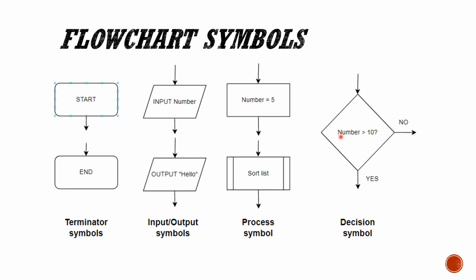As you can see, these are the different flowchart symbols we have already talked about. These are just the shapes, so please note them down. For input and output, this shape will be used. For process, this shape will be used. And for decision, we will be using the diamond shape. And these arrows are flow lines, which tell you where to move.